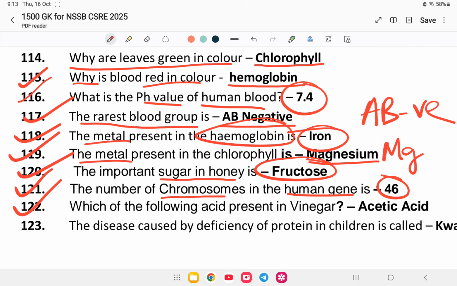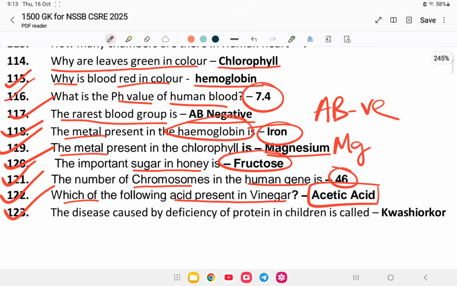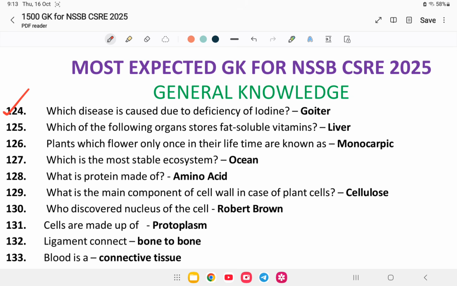Question number 122. Which acid is present in vinegar? Acetic acid. And question number 123. Which disease is caused by deficiency of protein in children? Next question, 124. Which disease is caused due to deficiency of iodine? Iodine deficiency causes goiter.